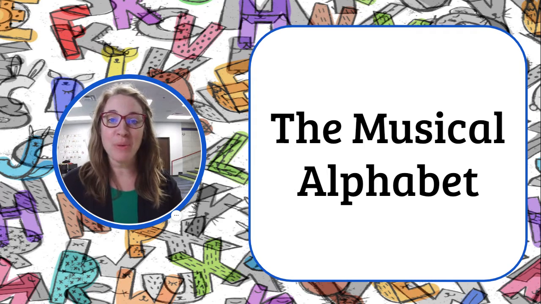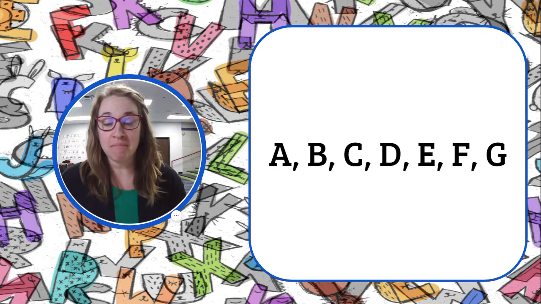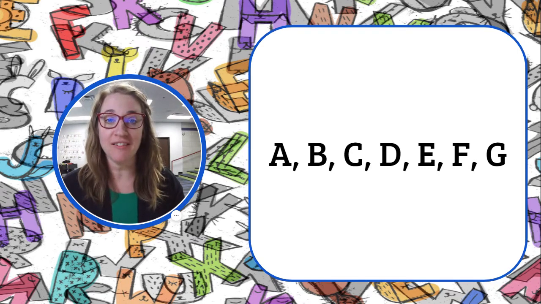Let's talk about the musical alphabet. The musical alphabet has 7 letters, A through G. There's no more. It doesn't go on after G. So if we were to sing the musical alphabet song, it would sound like this.